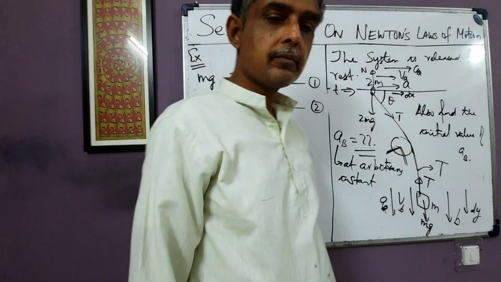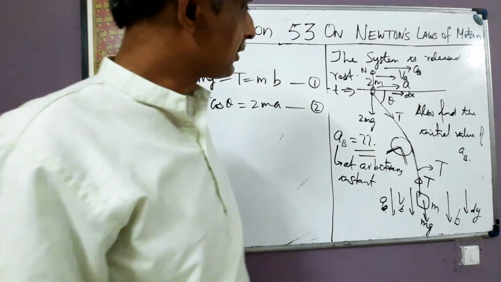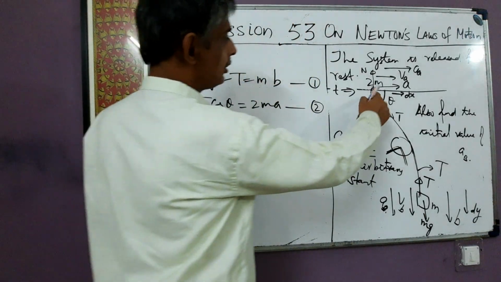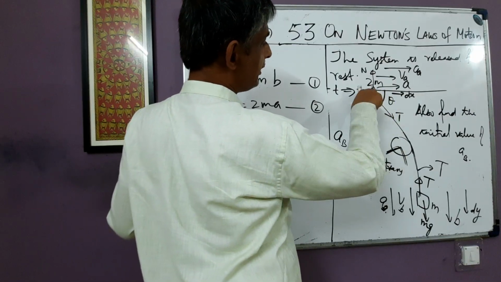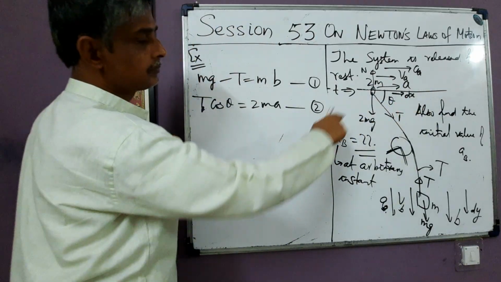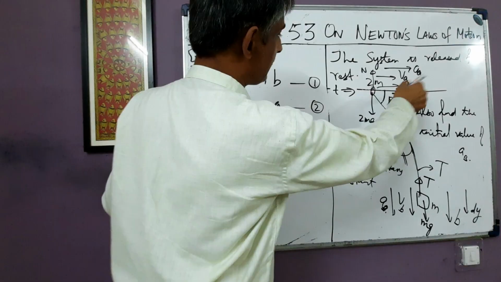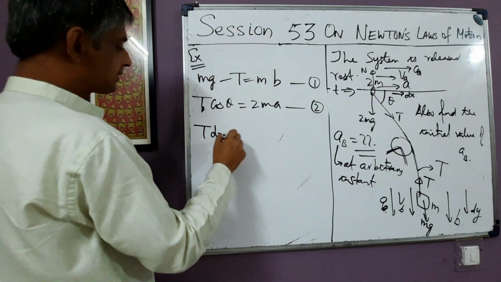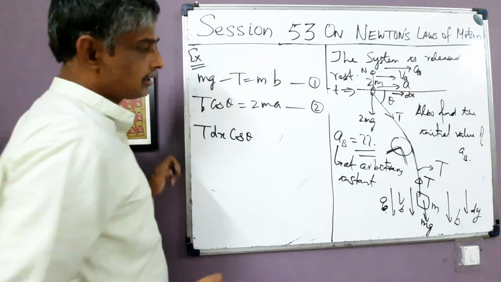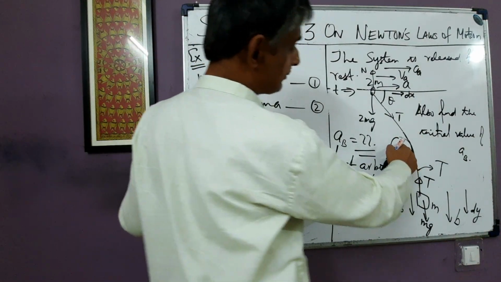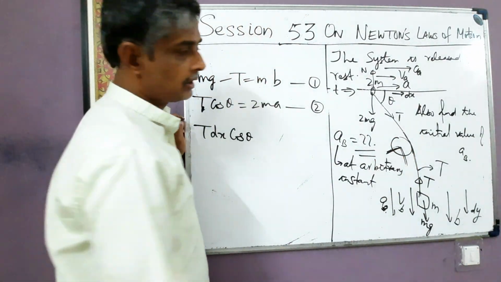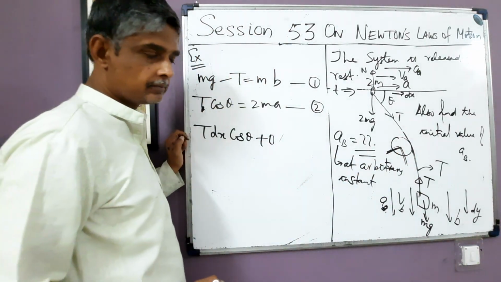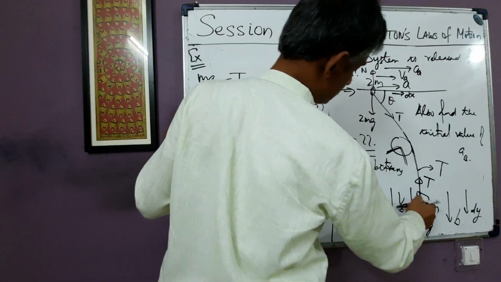The string is inextensible. The length of the string is constant. Total work done by the string on all bodies in contact with it adds up to 0. So consider this ring. T acts in this way. Its displacement is dx in the rightward direction in time t to t plus dt. What do we write? Work done by the string on this 2m is T dx cos theta, F dot dr. Now this string also is in contact with the pulley, but the pulley is fixed in the ground frame. In the ground frame, the string does 0 work on this pulley.